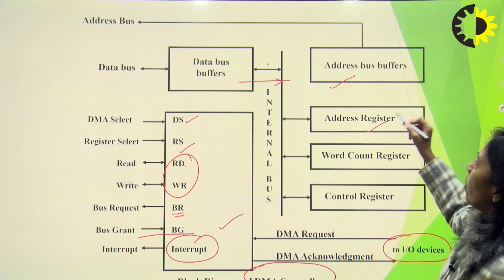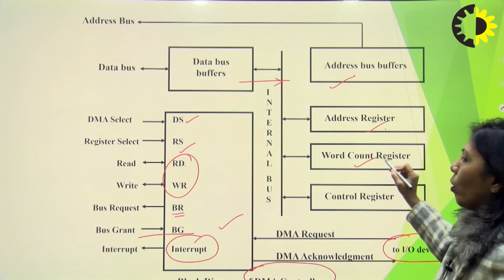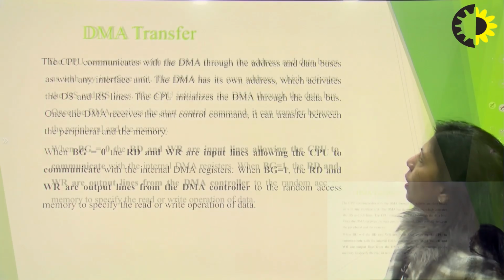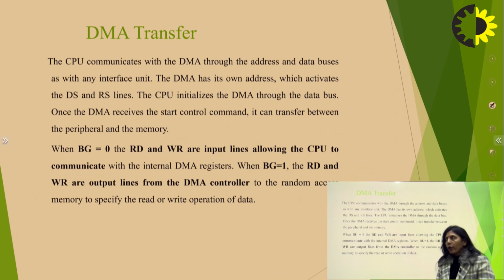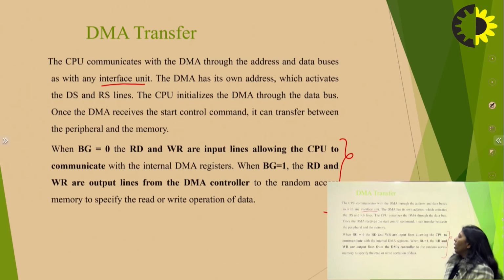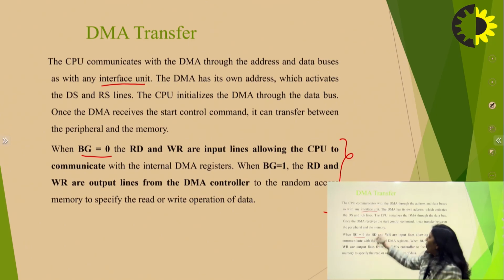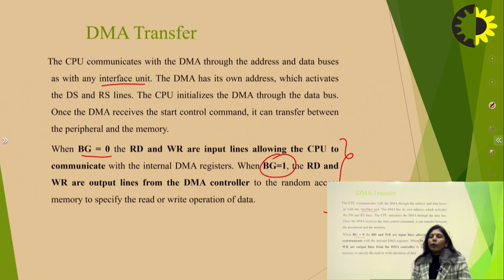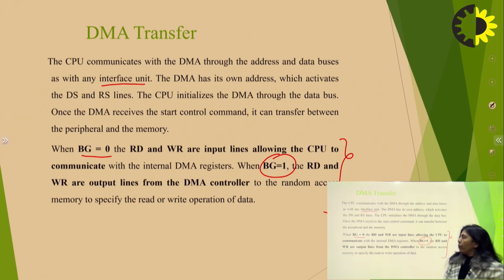The address register keeps the starting value. The word count register keeps track of how many words are to be sent, and the control register handles whether it is read or write. So overall, we can say that the CPU communicates with the DMA through the address and data bus with any interface unit. The important part to mention is that when the bus grant is 0, the CPU communicates with the DMA registers, and when the bus grant is 1, the DMA controller takes control of the buses and sends the data to the input-output devices or to the memory. So moreover, DMA is helpful for all the communication, and it helps to access data very fast.